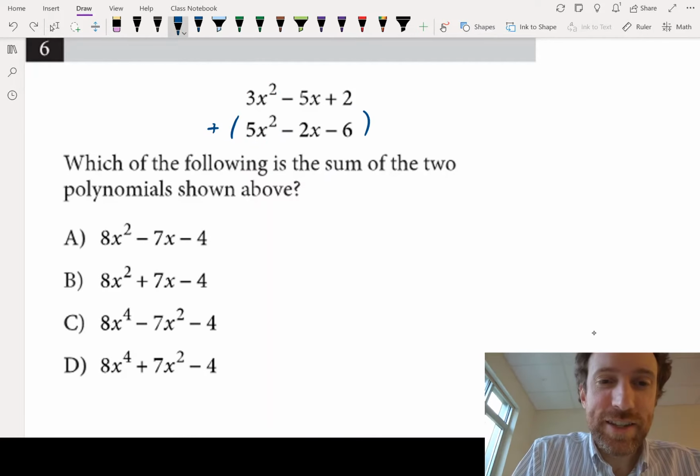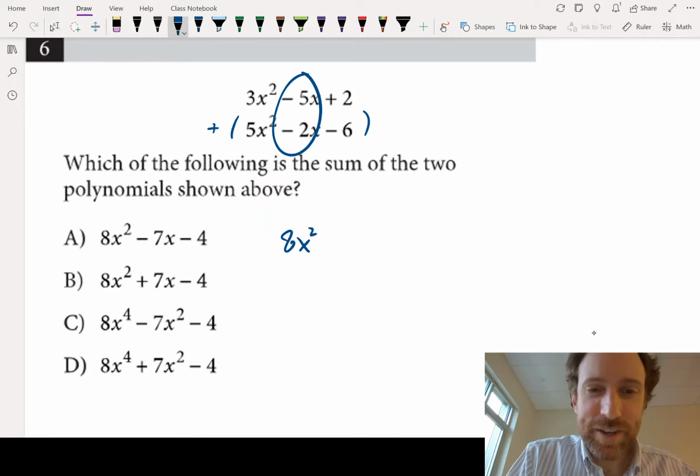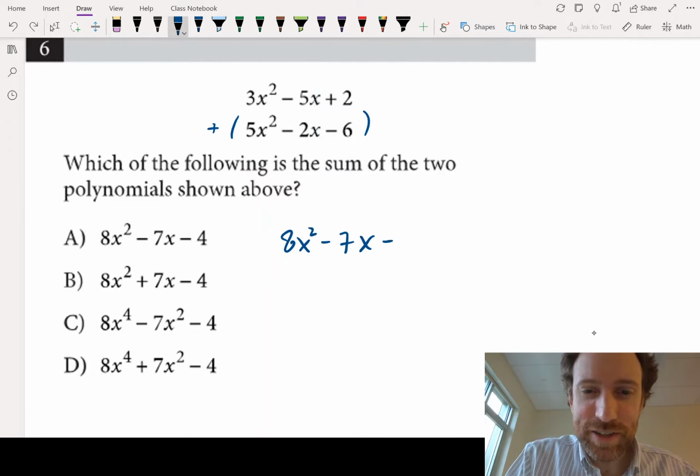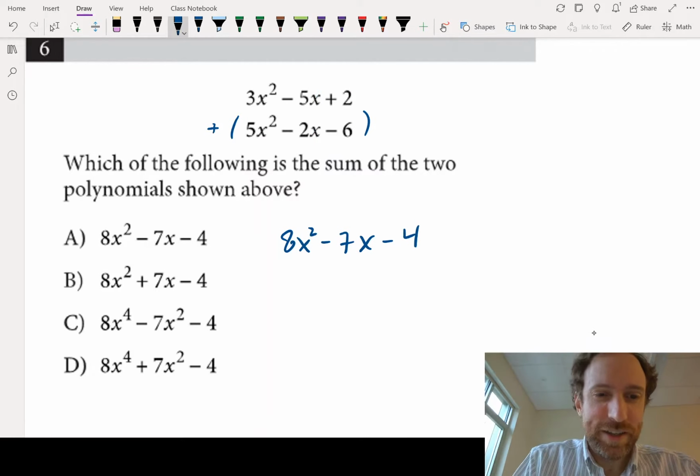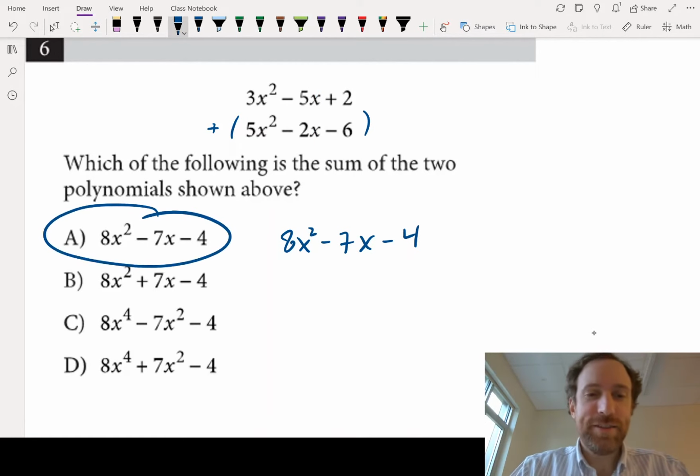So when you add these together, you get 8x squared. The negative 5x and negative 2x is minus 7x. And 2 minus 6 is minus 4. So that's a really nice problem to get because this is absolutely free points. So to add or subtract polynomials, all you're doing is combining like terms.